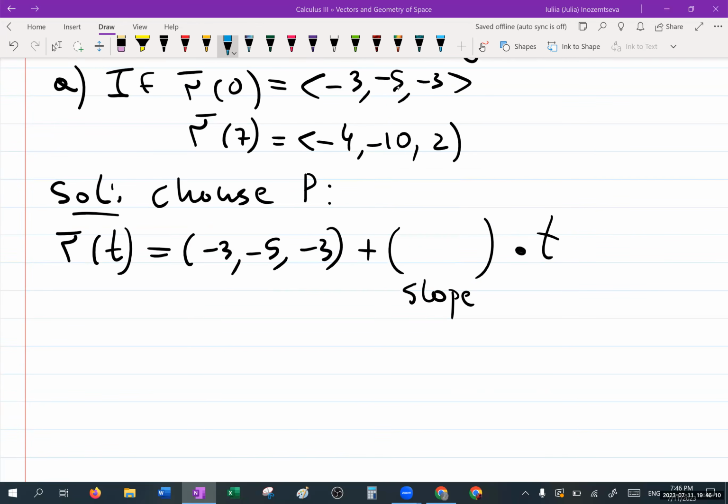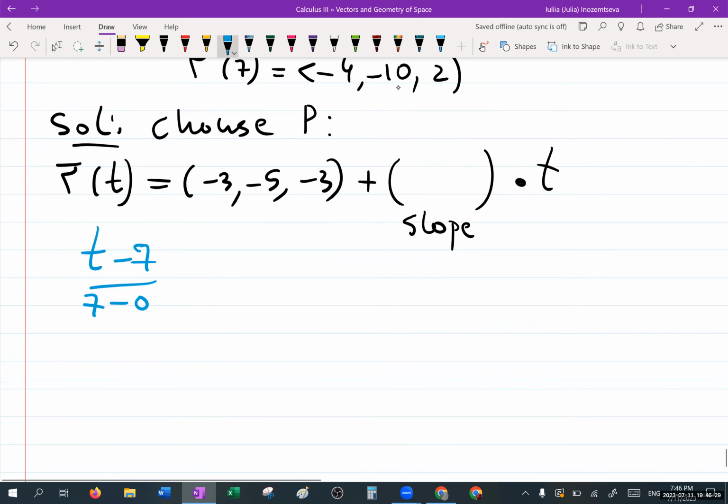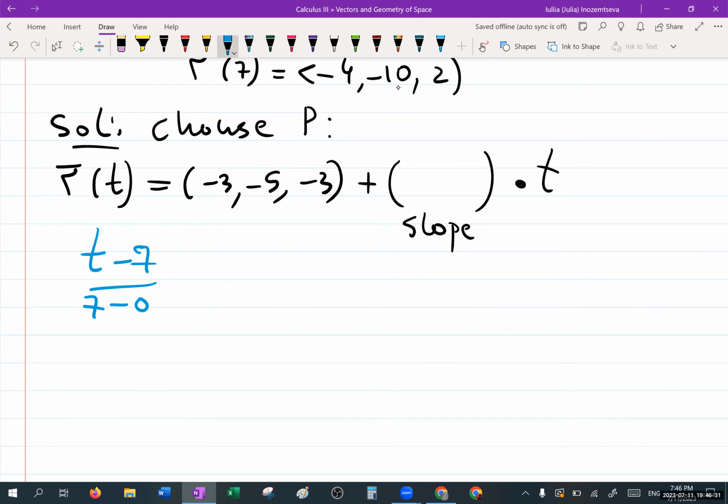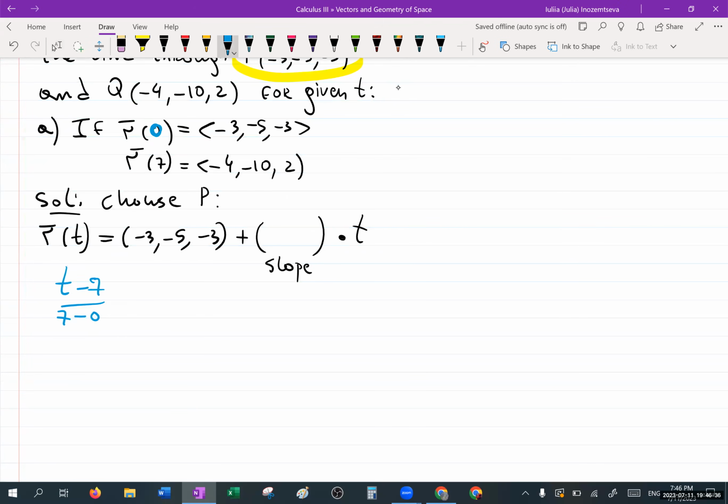So someone shows me t minus 7 over 7 minus 0. This is a cool way to explain it, but we need to explain more details. What does it mean? I remember many students stuck on this problem, so I wanted to show that. How did you get that? We have the beginning and the end, 0 and 7. Remember that 0 and 7, that's t. T is 0, t is 7. That's why it says that for given t, right?